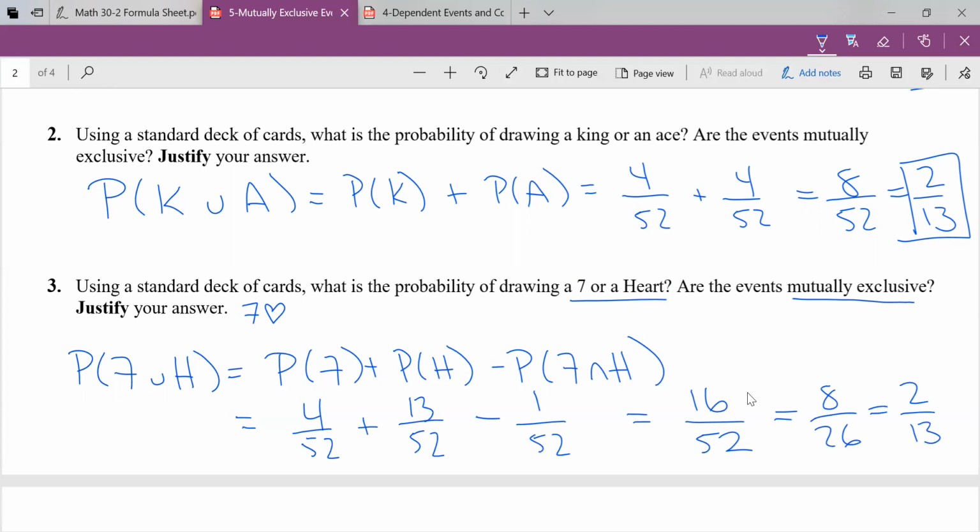No, 4 over 13. See, I knew something looked wrong there. Too late at night tonight.